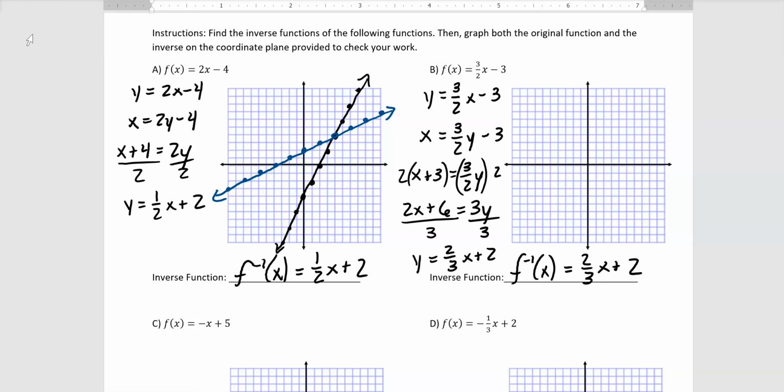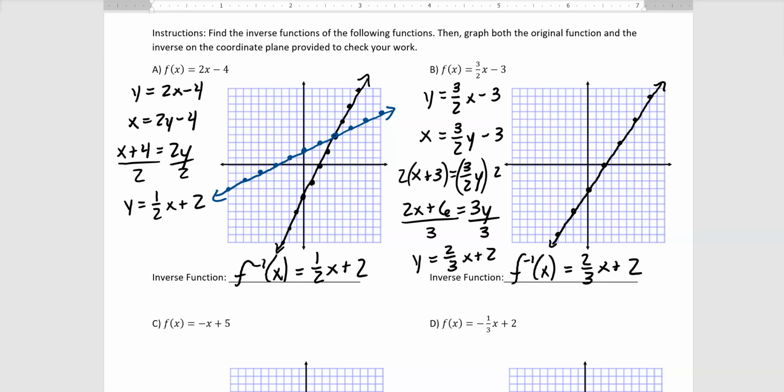So now let's graph it. So 3/2 x minus 3 would be up 3, right 2, repeating, then down 3, left 2, down 3, left 2. And we can connect our dots like so.